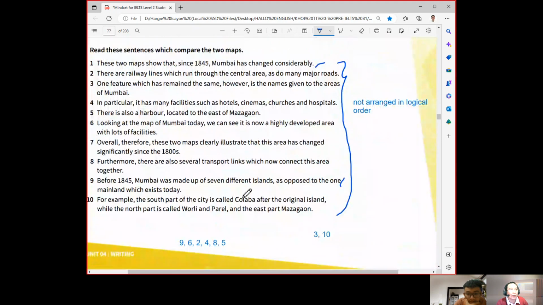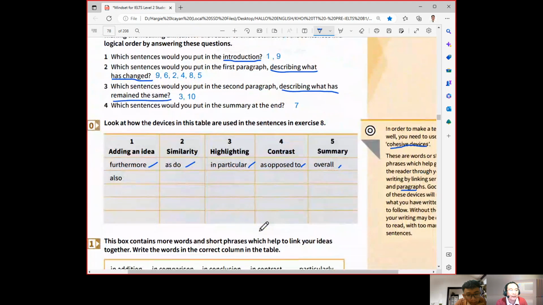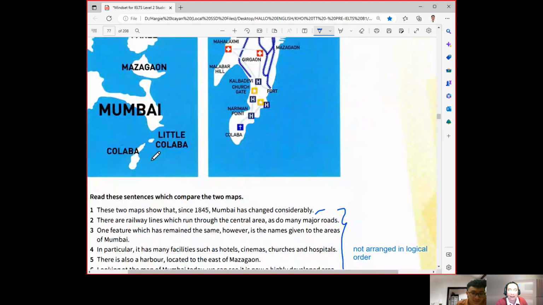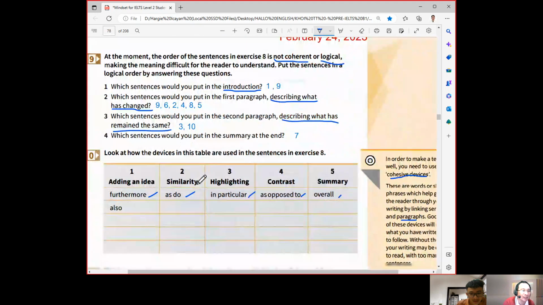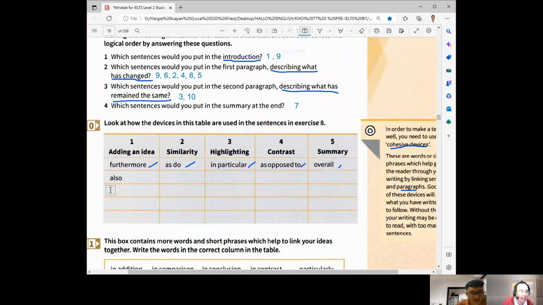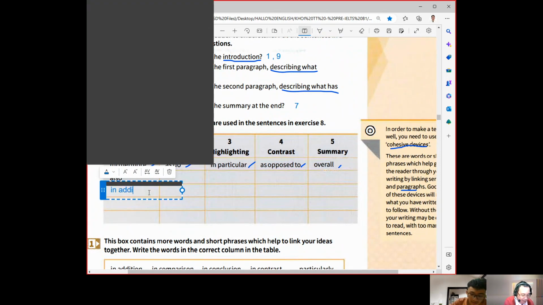Okay, we have similarity to look at in here. In particular is highlighting, we're not adding an idea, Koi. So, furthermore, also, then we still have another three. In addition. Yes, in addition. Correct. That's correct, Koi. What else aside from that?